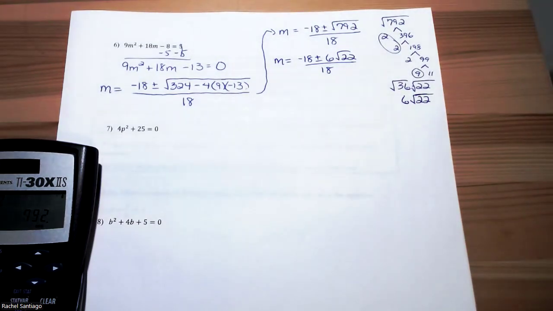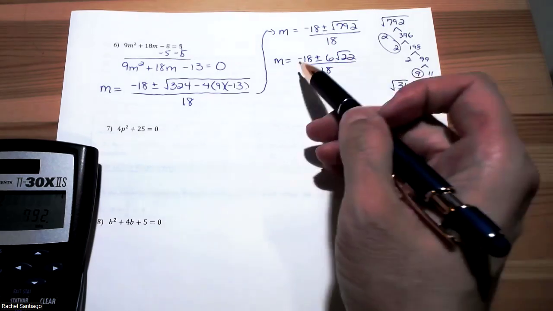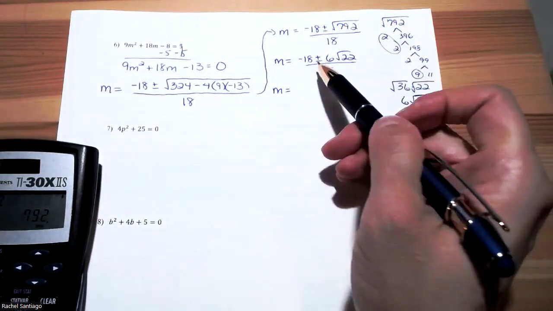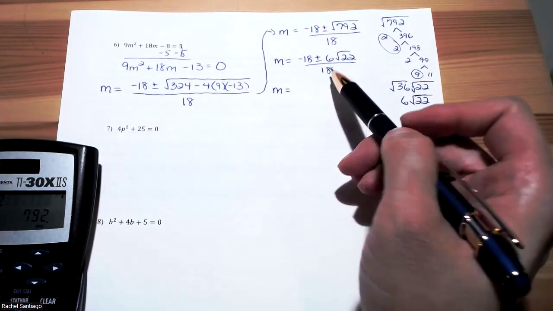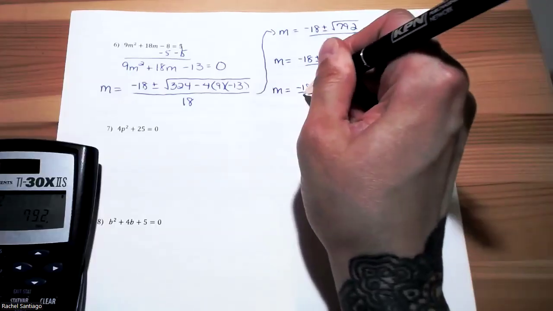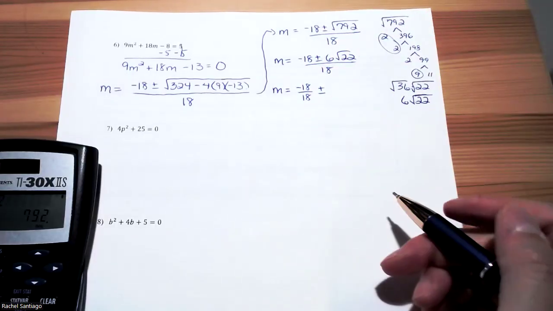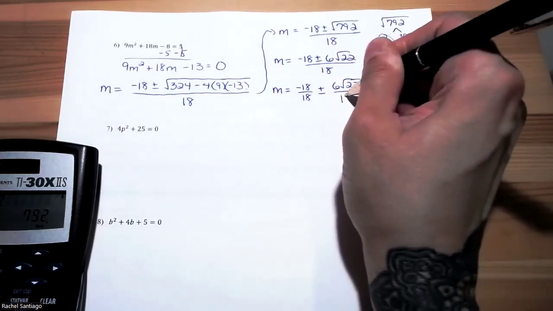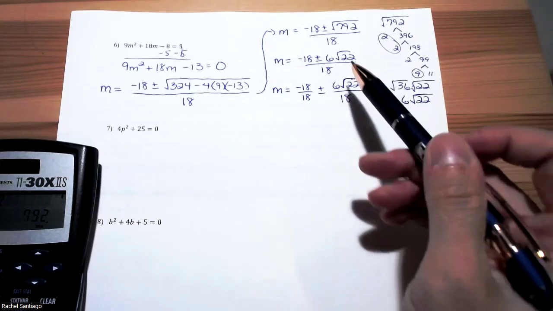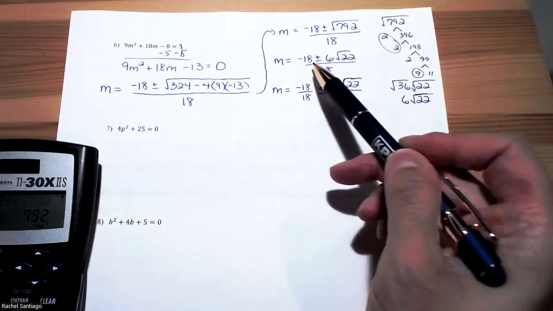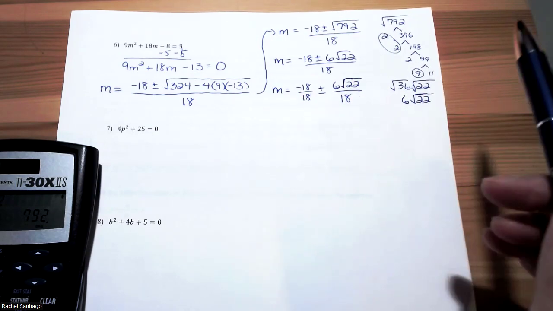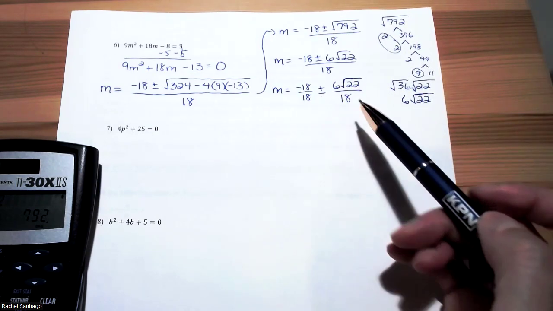We only have one step left, and that is to rewrite this as 2 fractions that we can reduce. So here's how it works. m is equal to, your first fraction is negative 18 over 18. Then we have plus or minus, and now we have 6 square root of 22 over 18. Keep in mind both terms in your numerator are being divided by 18, so we have to split it up this way. And now that we do, we can actually reduce this.